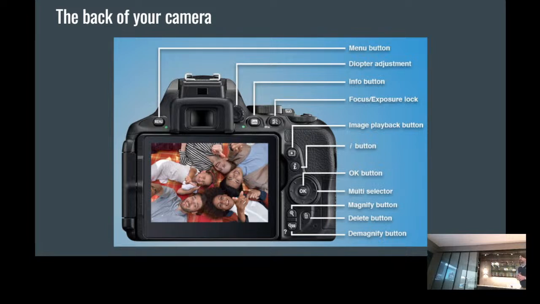Image playback button, the triangle and a square. Pretty self-explanatory. Press that, it'll show you photos or videos you've just taken. The I button is another shortcut menu system similar to FN, and not listed on here, but also similar to the Q button.